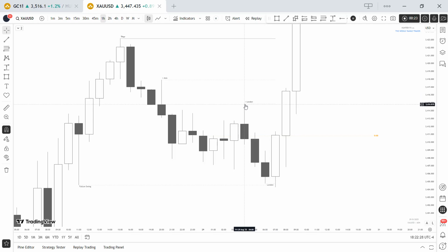We have this high right here. Previous day high, previous session high, Asia, previous session high, London. Okay? What makes a failure swing?